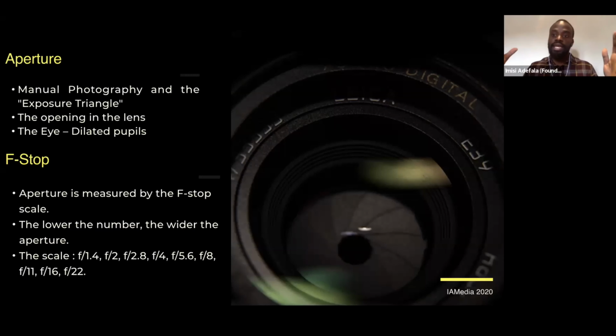When it's a sunny day and it's bright outside, your pupils narrow because obviously there's too much light around, so they need to allow less light into your eyes. The same works with aperture. If you want to allow more light into the camera, you have a wider aperture. If you want to allow less light into the camera, you need a more narrow aperture.